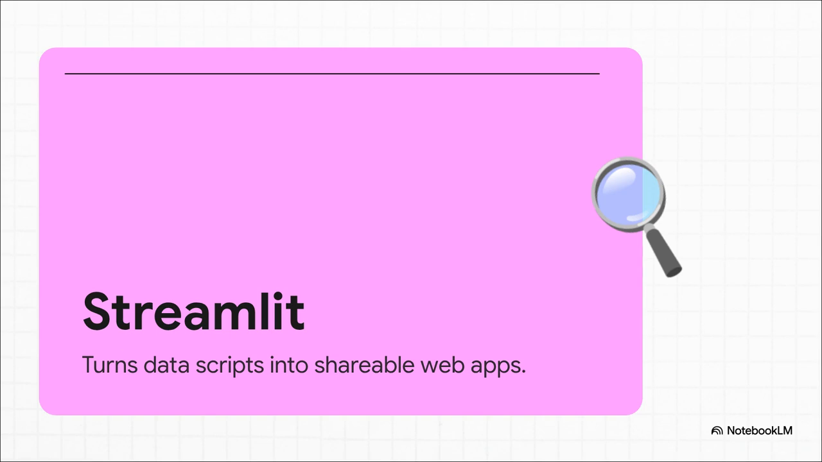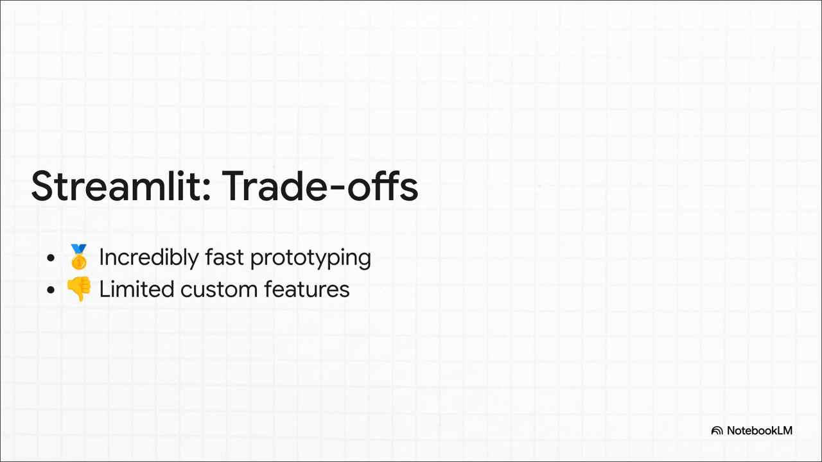First up, we have Streamlit. Honestly, the best way to think about Streamlit is like a paint-by-numbers kit, but for web apps. It's this amazing tool that lets you take a Python data script and with just a tiny bit of extra code, turn it into a shareable, interactive application.